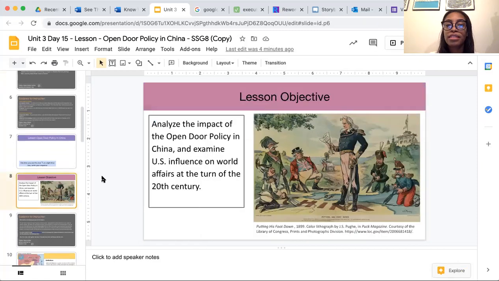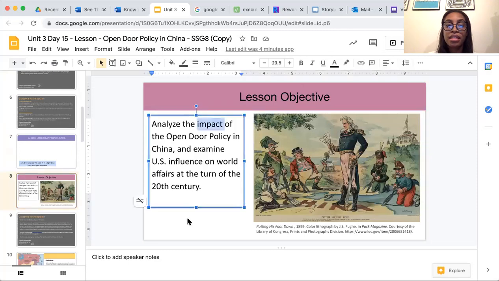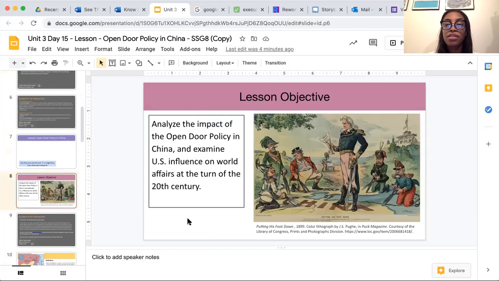The lesson objective is to analyze the impact of the open door policy in China and examine the US influence on world affairs at the turn of the 20th century. So, when we're analyzing an impact, we want to know effects, right? So, kind of like how did the open door policy impact China?